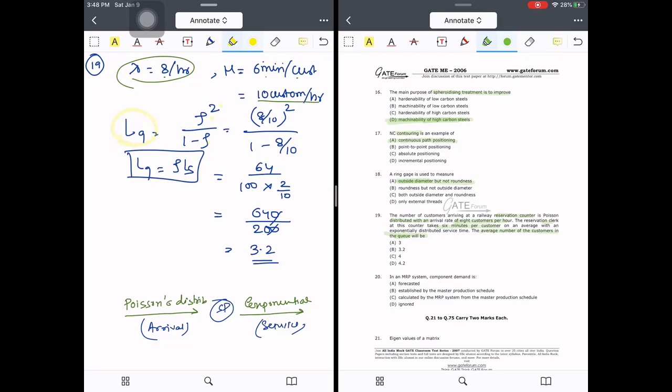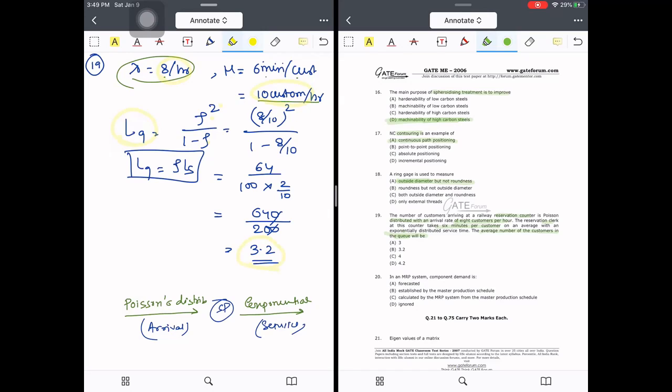For that, the length of the queue that we need to find is given by rho squared divided by 1 minus rho. Now what is rho? We calculate rho by lambda by mu. Always remember the service rate, or utilization factor, will always be less than 1. That means 8 by 10 gives something less than 1, that is rho, the utilization rate.